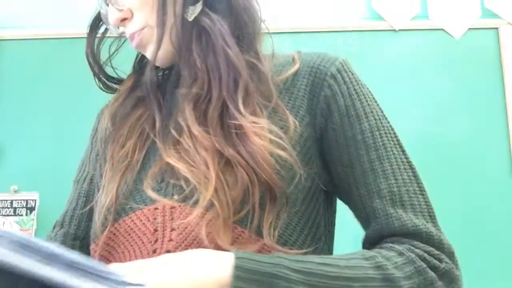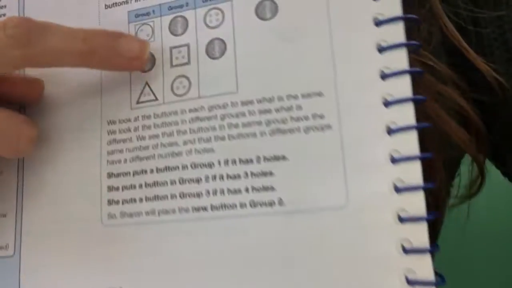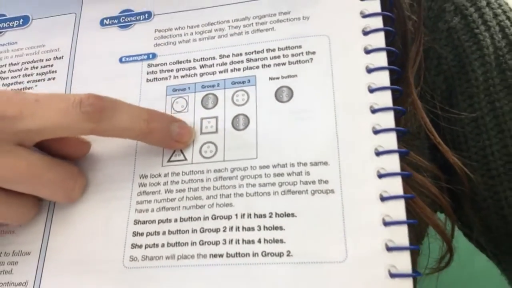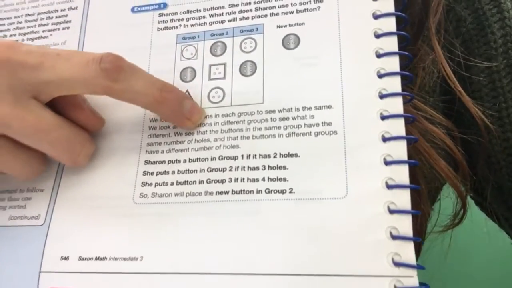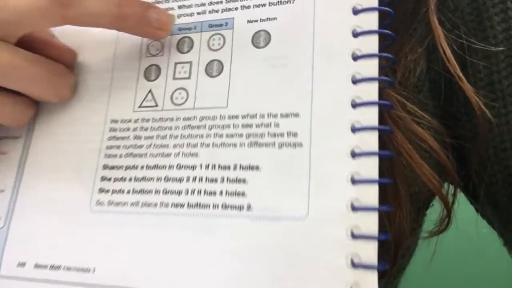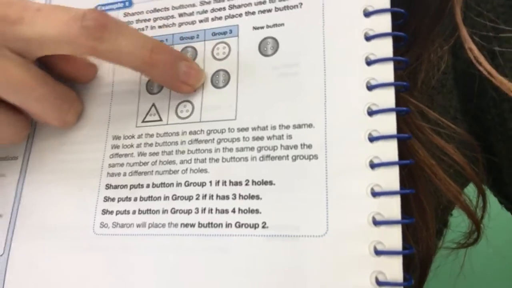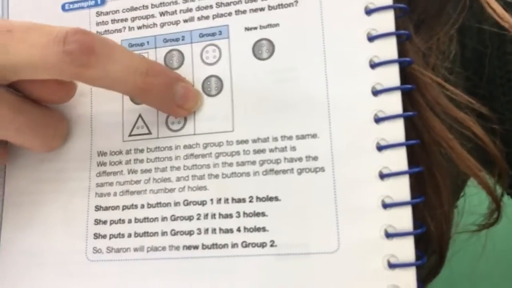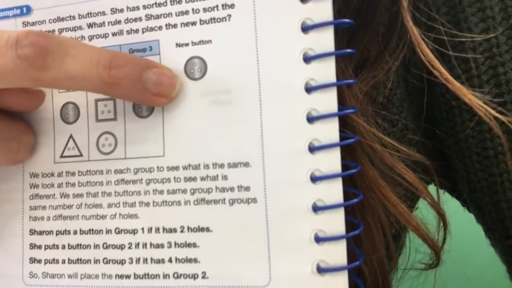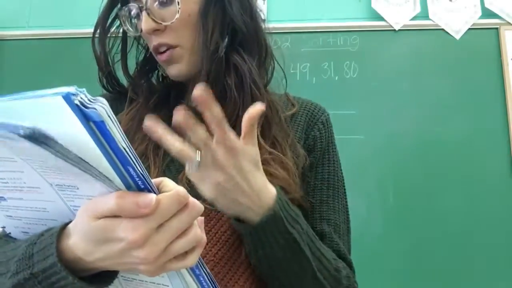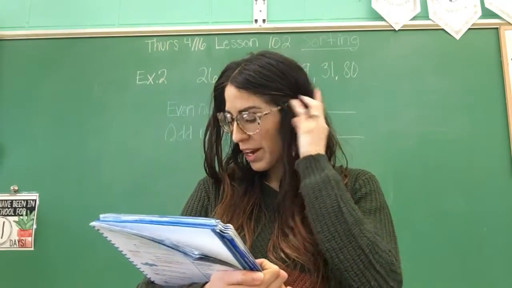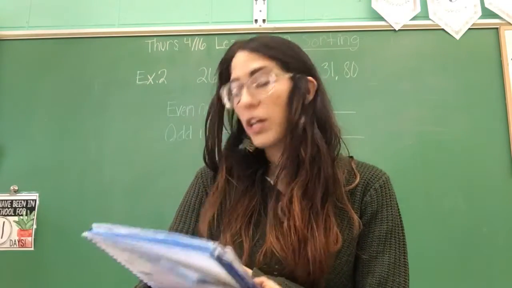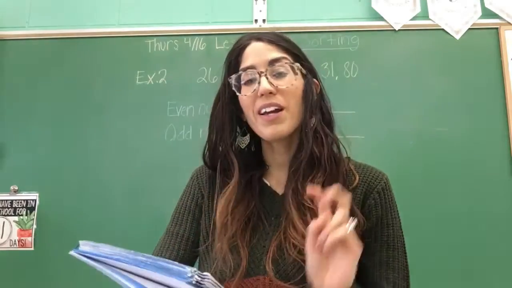Now, group 2, what do you notice about group 2? That's right, they all have the 3-hole buttons. What about group 3? Yes, that's right, they have the 4 button holes. And then we have a new button there. Sharon will place the new button in group 1, 2, or 3. The new button has how many holes? That's right, 3 holes. So that should be in group number 2. She's going to put it in group number 2.